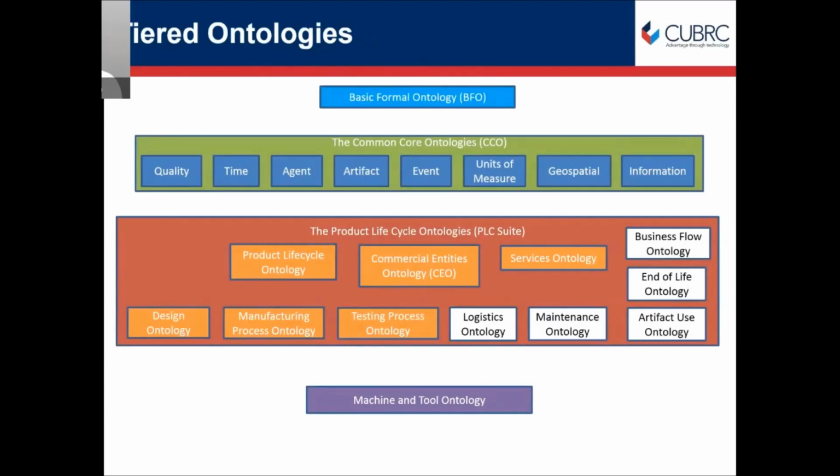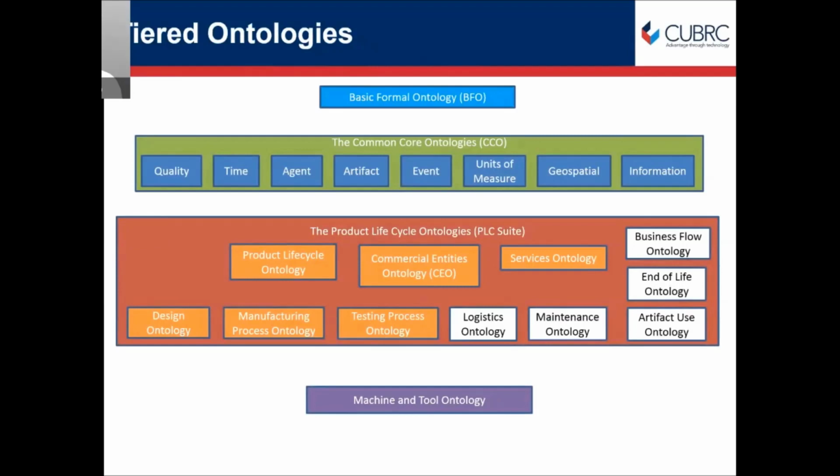So the Common Core provides us a vocabulary for generic but commonly used terms inside of all domains. And the idea is to have something similar to programming libraries that perform basic functions, so that you can take that Common Core and extend it to your particular case. So in this project, we're extending them into the product lifecycle ontologies.